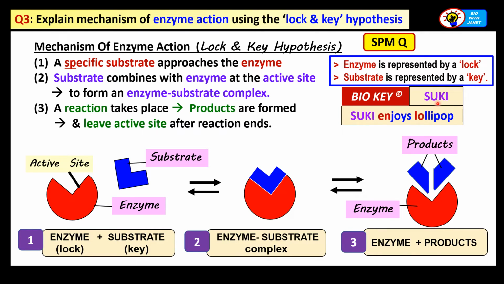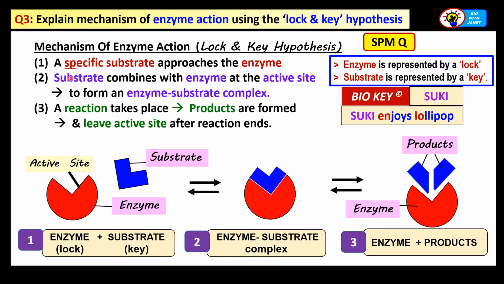To remember this, remember the term SUKI. SU for substrate, KI for the key. Or if you want a more complete memory aid, it can be Suki enjoys lollipop or lobster. So N here stands for enzyme, and the LO is for lock. Enzyme is the lock. So substrate is the key, enzyme is the lock.